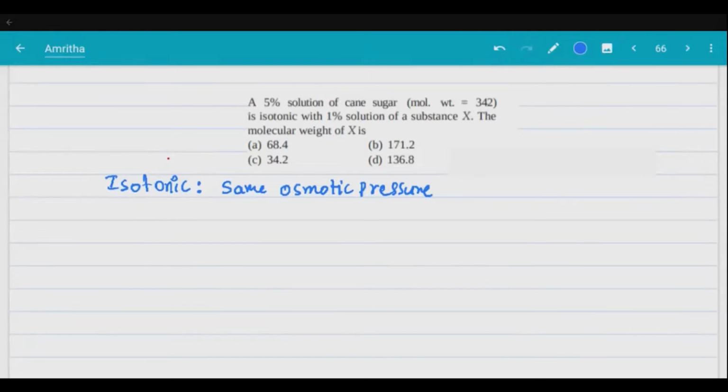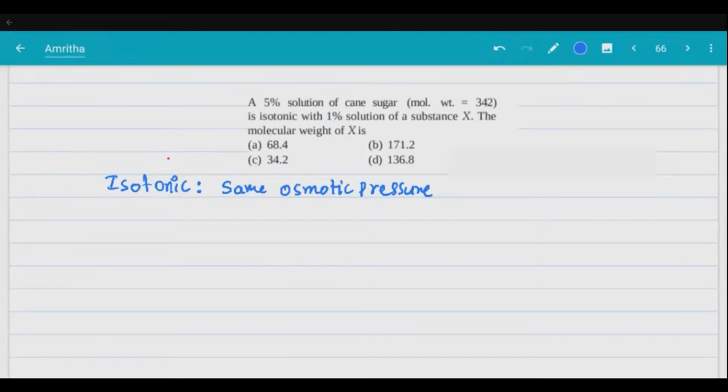Otherwise you might have observed that there is a change in pressure. Sometimes blood goes backward into the saline, or swelling will occur, if the concentration is not proper. But if it is isotonic, the saline pressure and blood pressure are equal, then that can be safely injected. So the osmotic pressure must be the same.